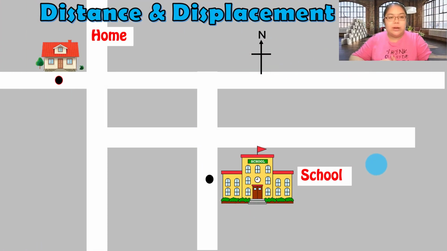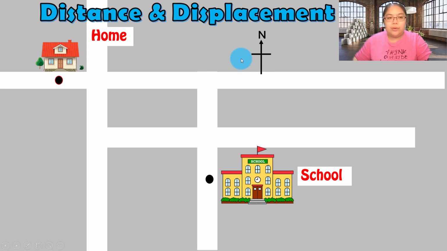Okay, from here I'm going to introduce two physical quantities: distance and displacement. We need to find out the difference between these two physical quantities. First we have the directions, from the home to the school. This shows the north: up is north, down should be south. The right-hand side is east, and the left-hand side should be west.